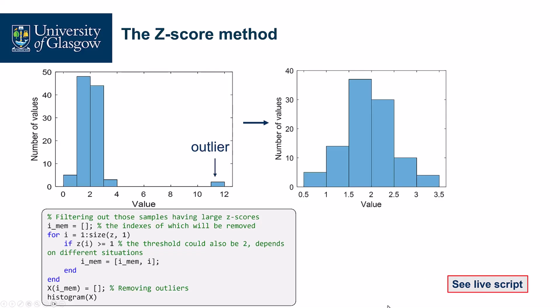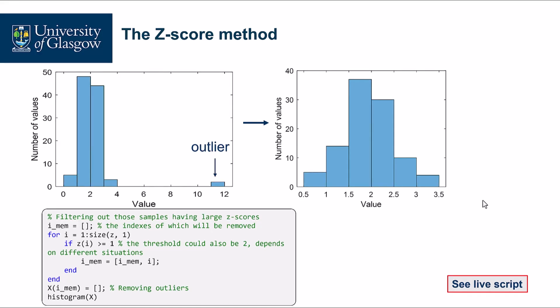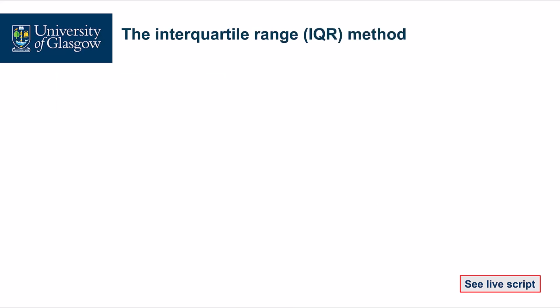In the Z-score method, what we assume is that the data is Gaussian distributed. That's why we can first subtract the average, then divide by the standard deviation. Sometimes the data is not Gaussian distributed, and the Z-score method also works if the data is near Gaussian distributed. Next we will introduce the IQR method. This method works for any distribution, Gaussian or not Gaussian.